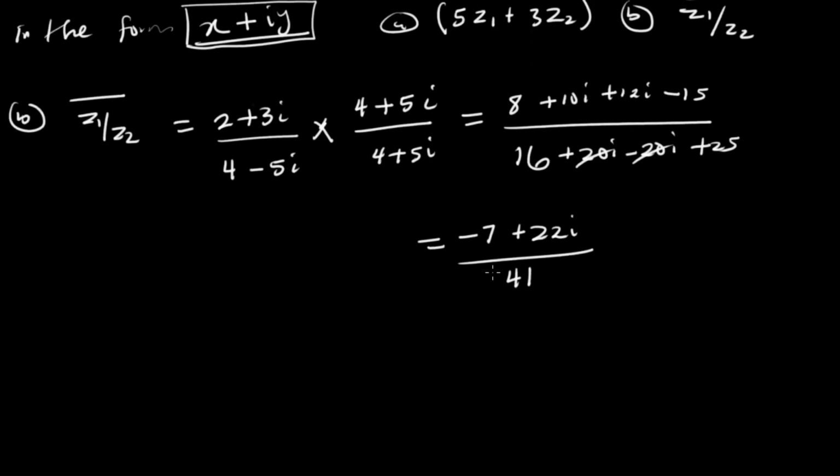Having this, to express it in the form x plus iy, let's just distribute the 41 into the 7 and 22. So we have negative 7 over 41 plus 22 over 41 i, and you have expressed it in the form a plus iy. So this is the answer to the B part of the question.